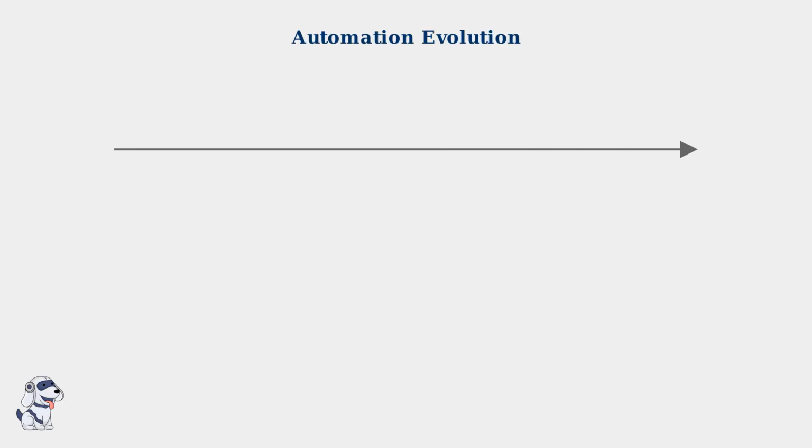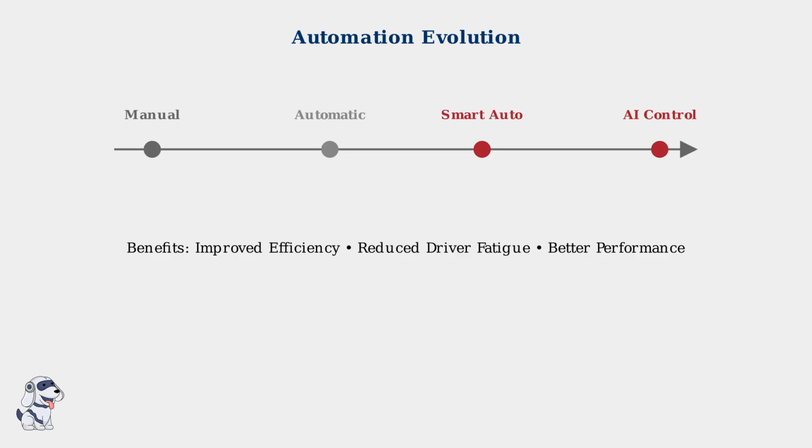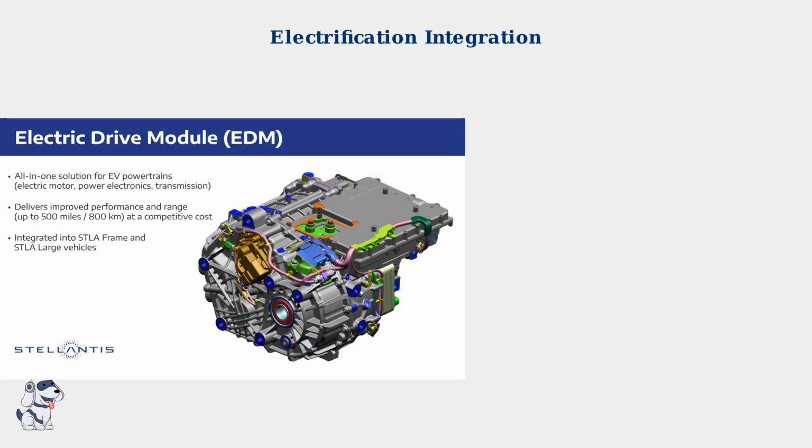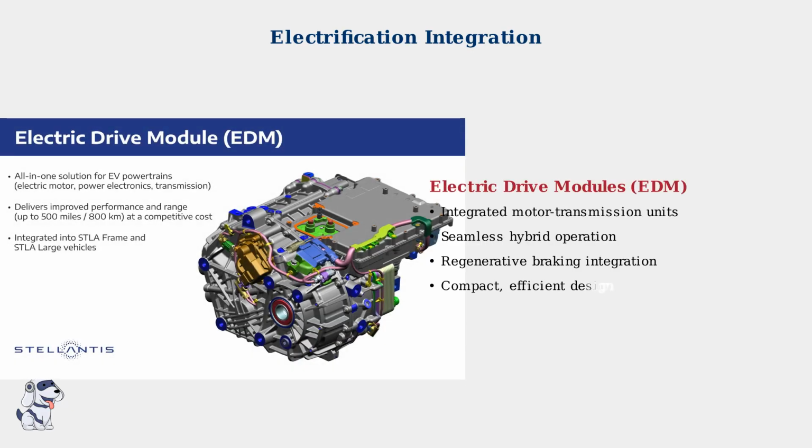Automation in transmissions has evolved from basic automatic shifting to intelligent systems that adapt to driving conditions. Future AI-controlled transmissions will predict optimal shift patterns and integrate with autonomous driving systems. Now, let's explore electrification, the most significant trend reshaping transmission technology. Electric drive modules represent the future of transmission technology. These integrated units combine electric motors with traditional transmissions, enabling hybrid and electric vehicle operation while maintaining the performance Ram truck owners expect.